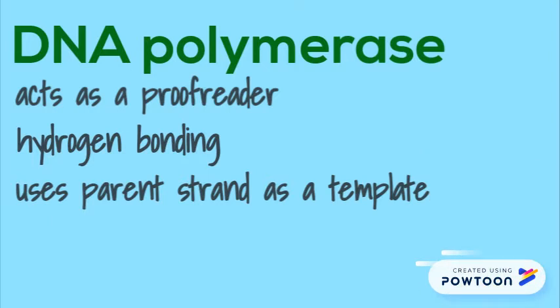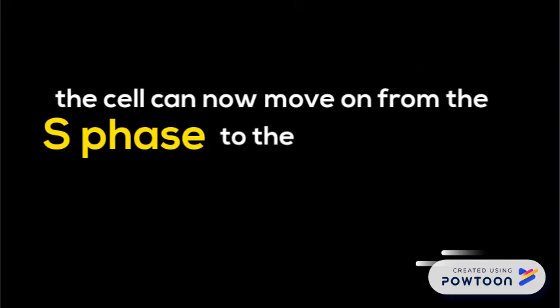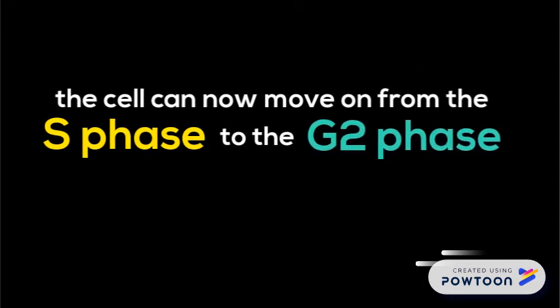Once DNA replication is complete, the cell can now move on from the S phase to the G2 phase and then continue its journey through mitosis.